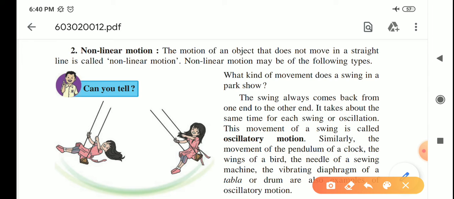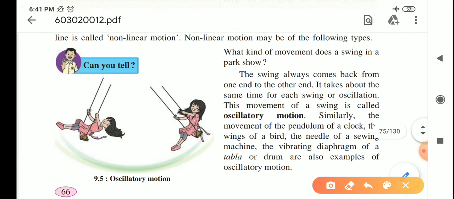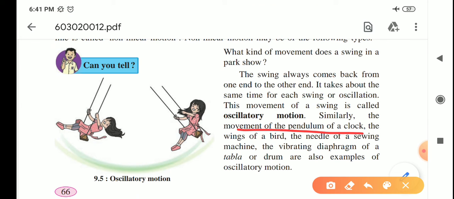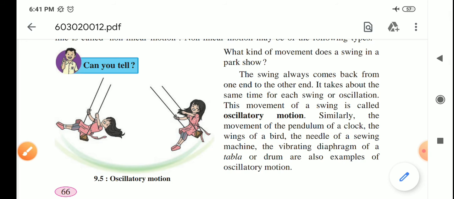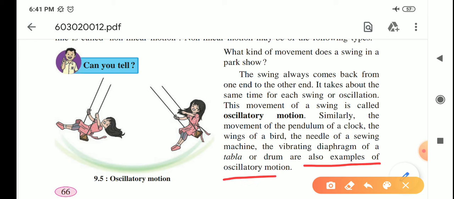So the swing always comes back from one end to the other end. It takes about the same time for each swing or oscillation, and this movement of a swing is called oscillatory motion. Similarly, the movement of a pendulum of a clock, the wings of a bird, the needle of a sewing machine, and the vibrating diaphragm of a tabla or drum are also examples of oscillatory motion. So here 4-5 examples of oscillatory motions are given.